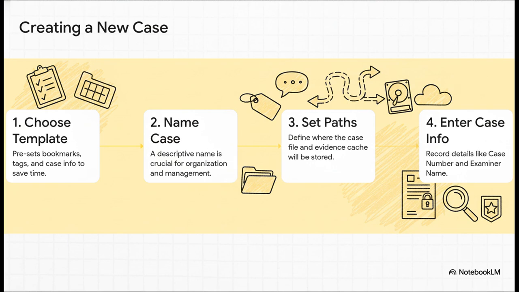First, you pick a template, which is a huge time saver. Then you give the case a name, and this has to be descriptive, because you can imagine how messy it gets with dozens of cases. Third, you tell EnCase exactly where to save everything. And finally, you punch in the key details like the case number and your name. It's all about establishing that clean chain of custody right from the jump.